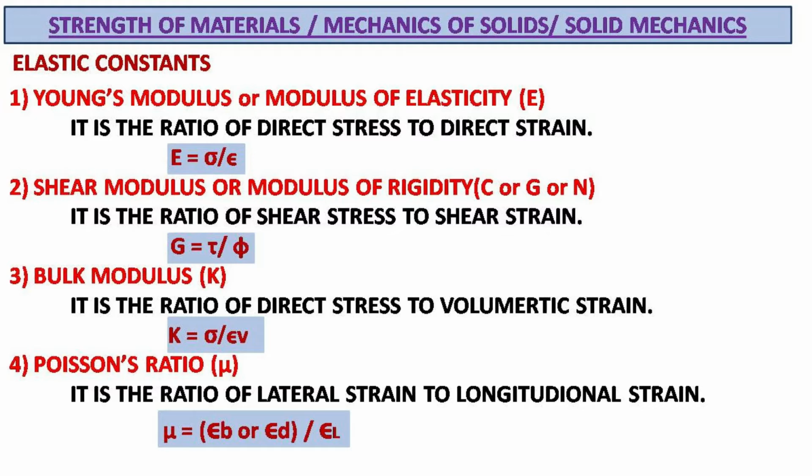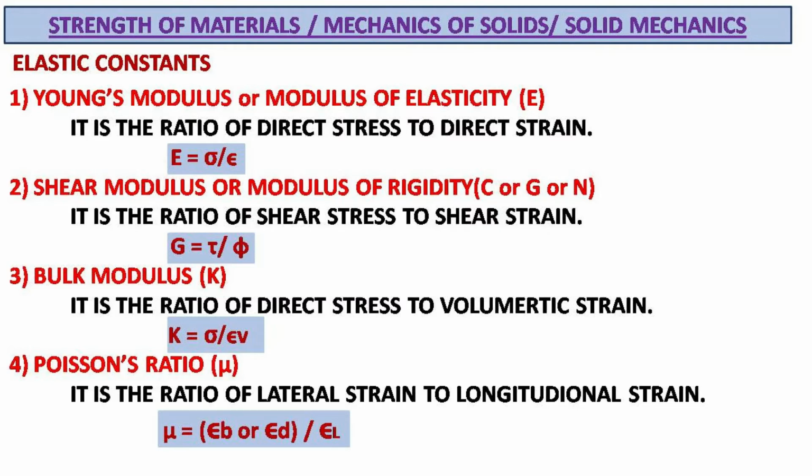First, Young's modulus or modulus of elasticity, E, is defined as the ratio of direct stress to direct strain. E equals sigma by epsilon. Second, shear modulus or modulus of rigidity, G, is defined as the ratio of shear stress to shear strain. G equals tau by phi. Third, bulk modulus, K, is defined as the ratio of direct stress to volumetric strain. K equals sigma by epsilon V. Epsilon V is the volumetric strain.